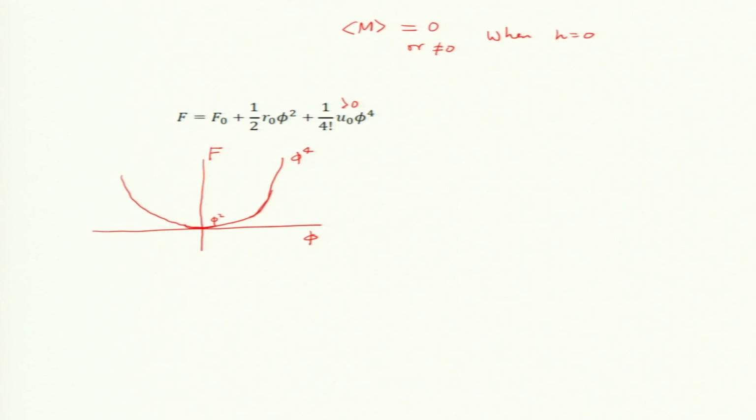Now, what if I change sign of R naught? So, near phi equal to 0, I will get an inverted parabola, right, because this term will be changing sign. So, for negative R naught I will get inverted, and for large phi of course I get positive because phi 4 is positive, u naught phi 4. So, it goes like that, okay.